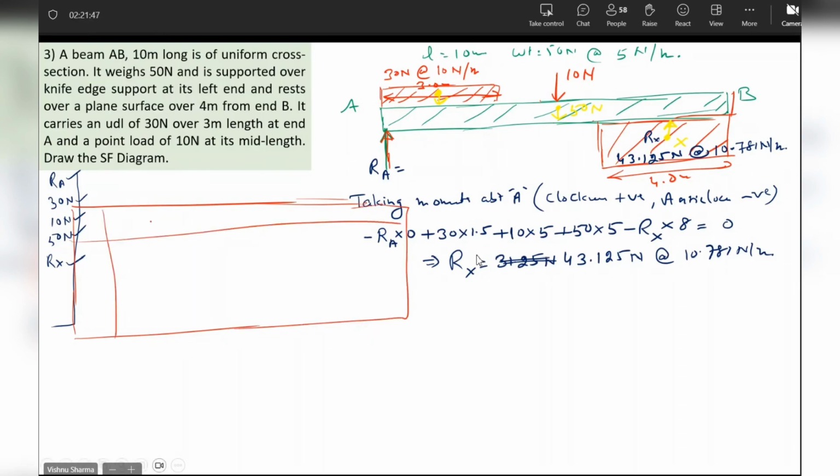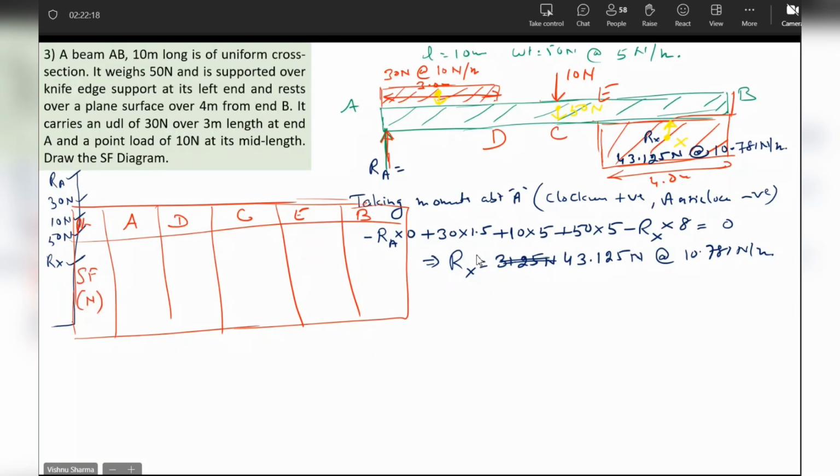Now we'll name the points. A and B are already named. Maybe we can name C, maybe name D, E, whatever. Naming is up to you. But make sure once you name them, you stick to that. As per my naming, it is A followed by D, followed by C, followed by E, and followed by B. Once you name them, you cannot fool around.